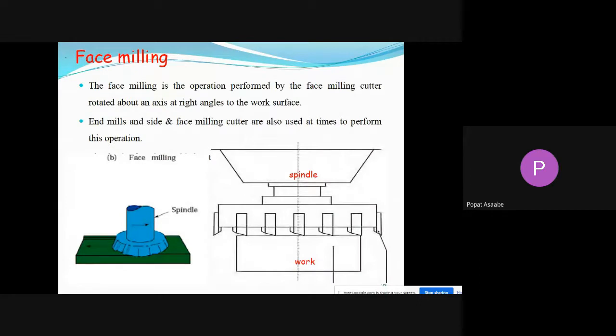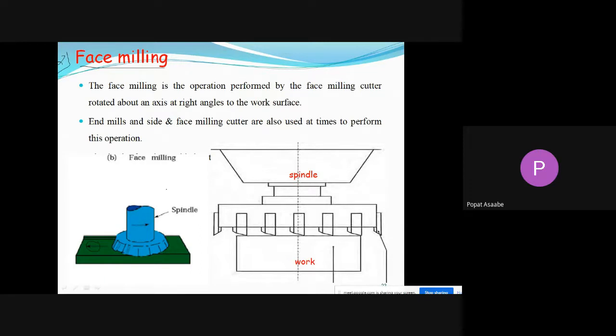Now see here, another operation we can perform on the milling machine is face milling. What is meant by face milling? This face milling operation makes the flat surface at the face of the workpiece. Suppose we want to produce a flat surface on the face of the workpiece. See, this is the workpiece, and we want to produce a flat surface on this face of your workpiece. At that time we can use face milling.